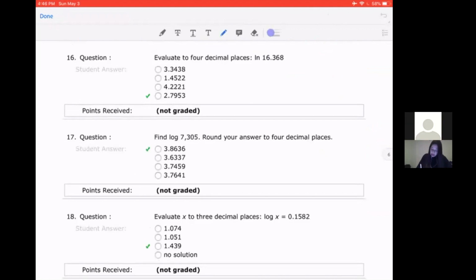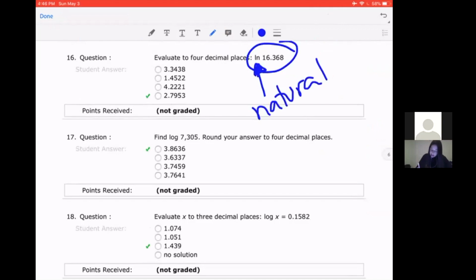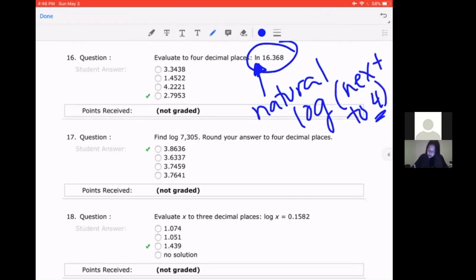Down here, again, this is just putting straight into the calculator. Remember that ln is natural log, okay? And that natural log is next to the number 4 on the calculator, okay? So you literally just put that right into the calculator. Same thing here. Finding the log is just calculator work. All right, here, this is calculator work as well.